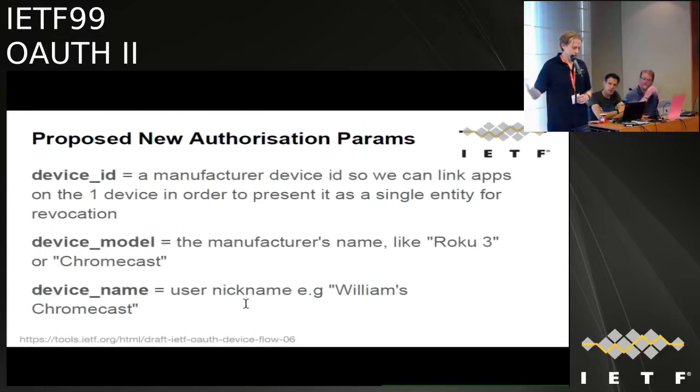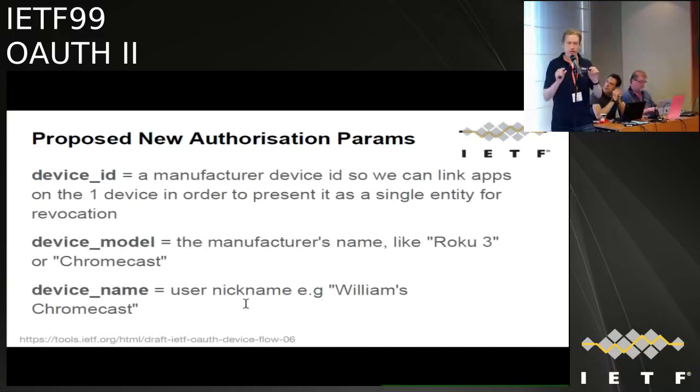So this is an addition. It doesn't really change the actual protocol at all. It just passes a little bit more information about the device to the authorization server to allow the authorization server to store these three fields associated with the grant. The motivation is for revoking. So let me give you an example with the Roku. The device ID would be a unique ID of the Roku. The purpose is so that device can be represented as a single entity for revocation. So you could have multiple apps from the same authorization server, and with one click, the user could revoke that entire device.